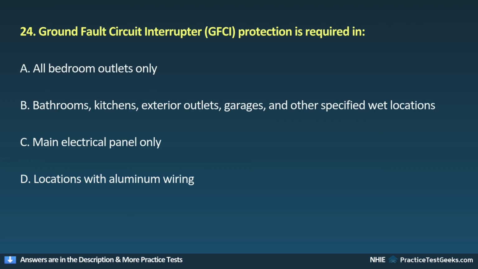24. Ground fault circuit interrupter (GFCI) protection is required in A. All bedroom outlets only. B. Bathrooms, kitchens, exterior outlets, garages, and other specified wet locations. C. Main electrical panel only. D. Locations with aluminum wiring.